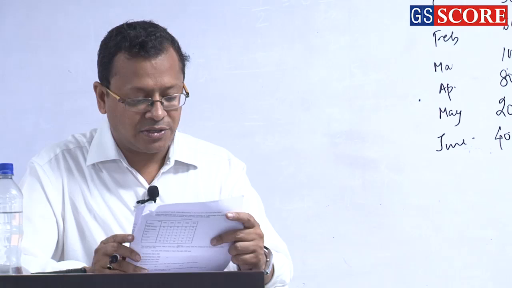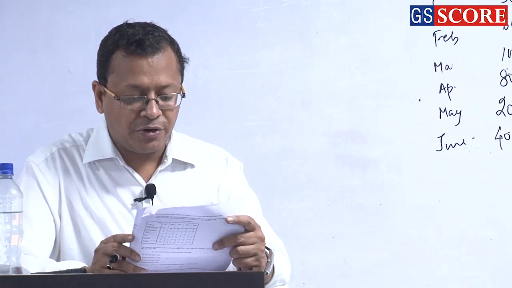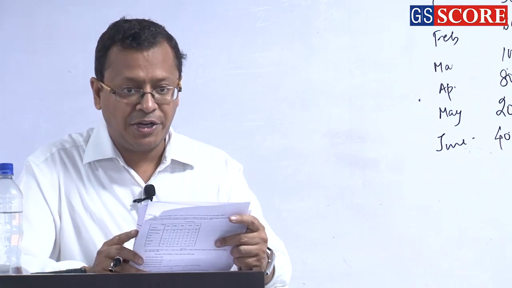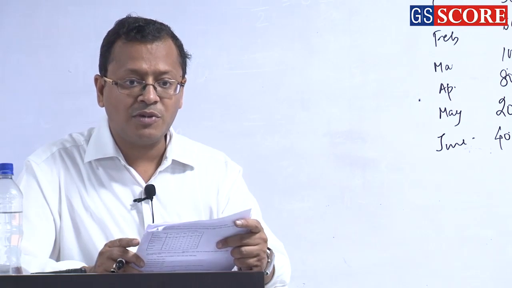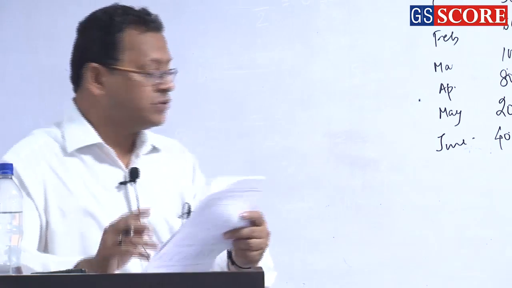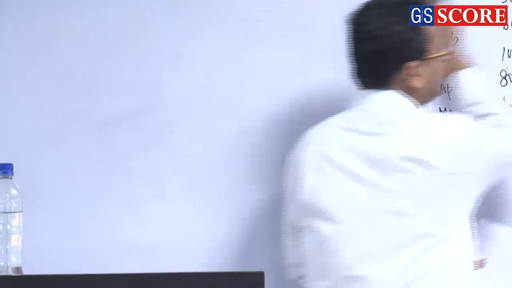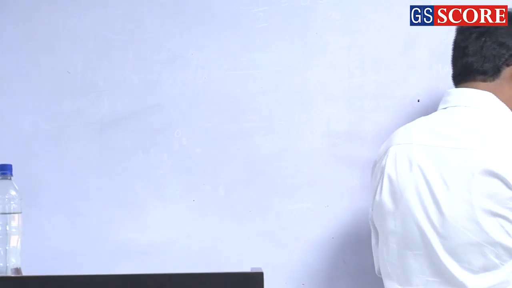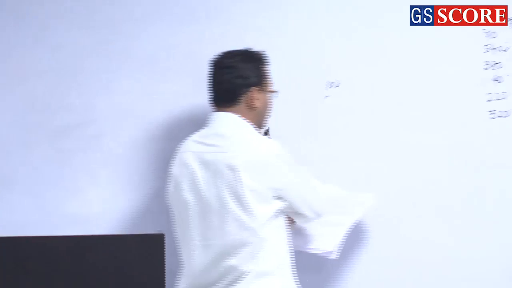So 16th question. Average of the 3 quotations for a particular item is 120. So the total of the 3 quotations will be how much? 120 into 3 is 360. Correct? Is the highest quotation less than or equal to 139?